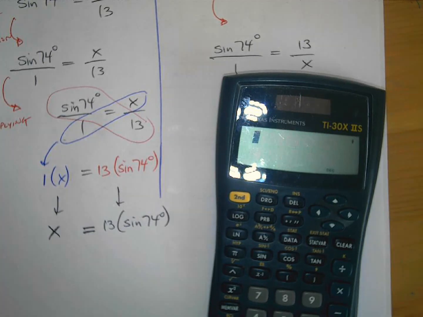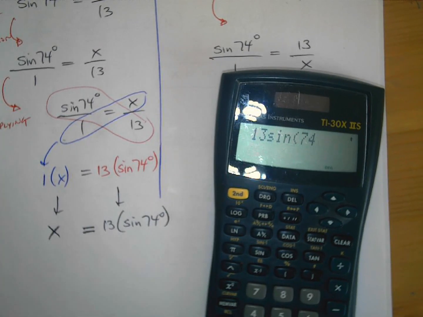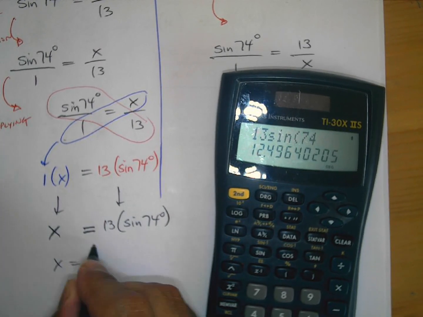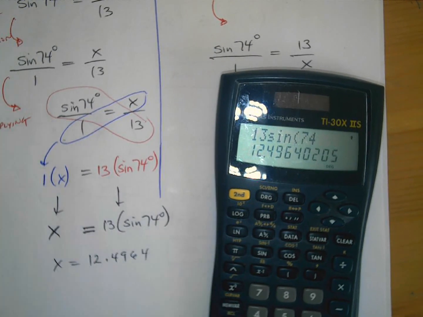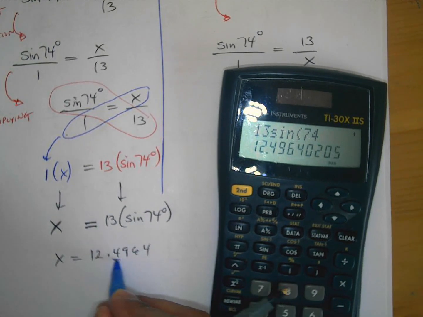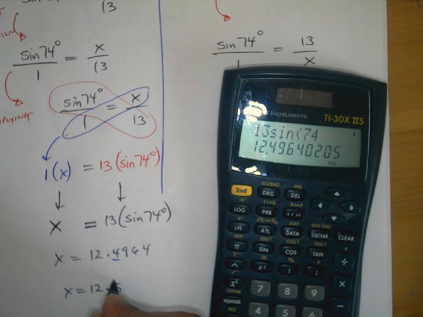Okay, but anyways, if you have this one, it'll be 13 sine 74. And then you hit enter. That's the answer: 12.4964. They're going to ask you to round it to the nearest tenths, which is this first number. They just want one number after the decimal place, so the 9 rounds it up, right? So this is actually x equals 12.5.